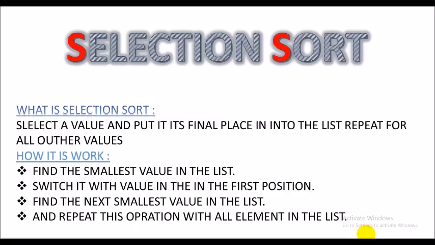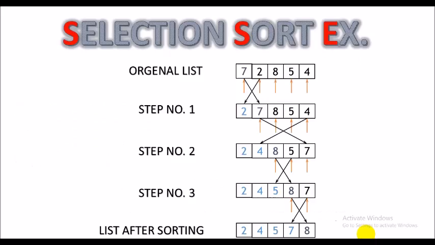What is selection sort? Select a value and put it in its final place in the list. Repeat for all other values. How does it work? Find the smallest value in the list. Switch it with the value in the first position. Find the next smallest value in the list and repeat all these operations for all the elements in the list.